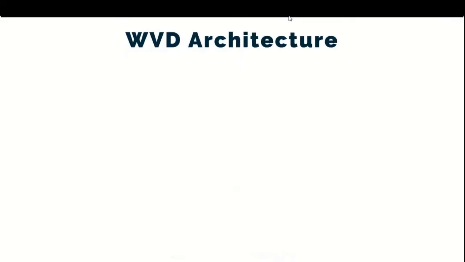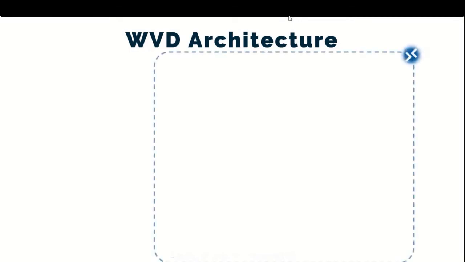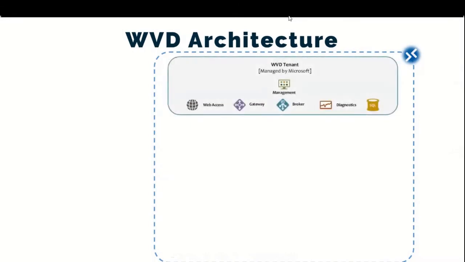We'll start with some diagrams, right? I like to show the architecture using the diagrams. So basically, the Windows Virtual Desktop contains two types of components. One of them is managed by Microsoft. These are things like web access server, gateway, broker, diagnostics, SQL, and management portal.